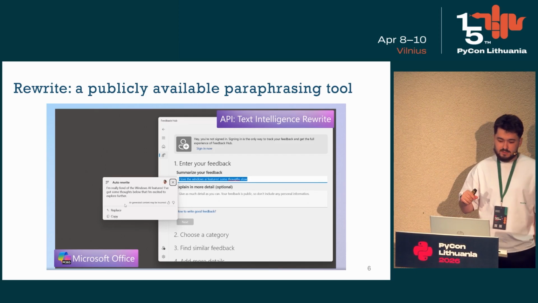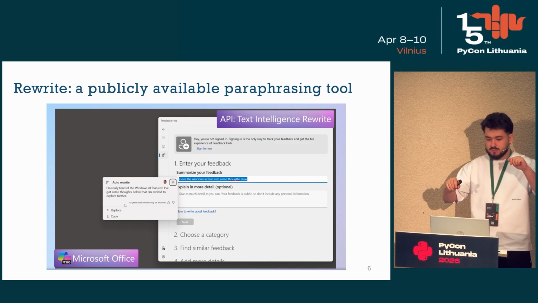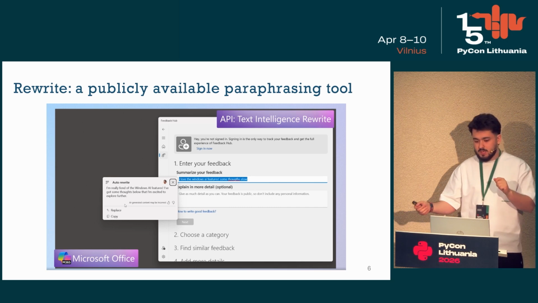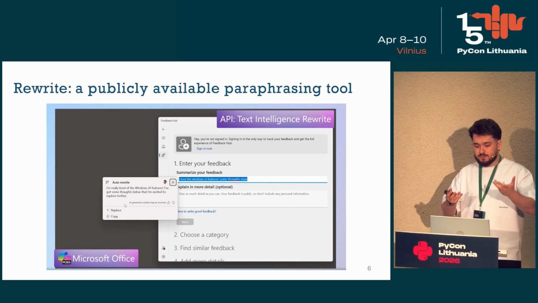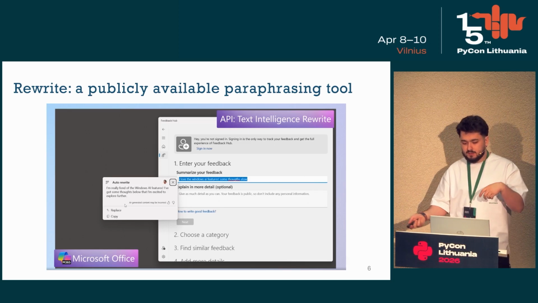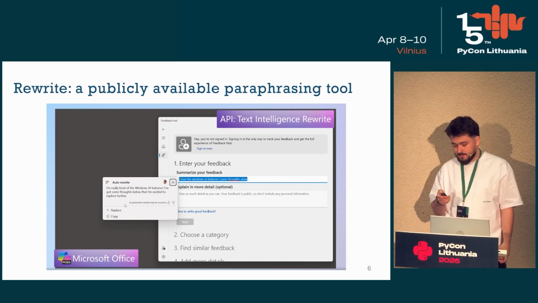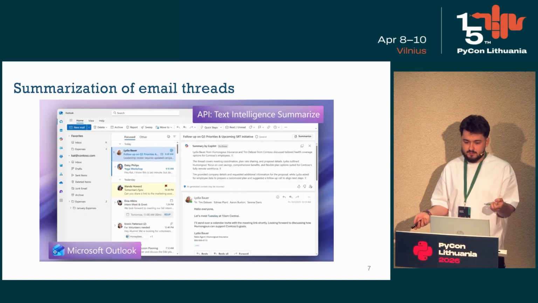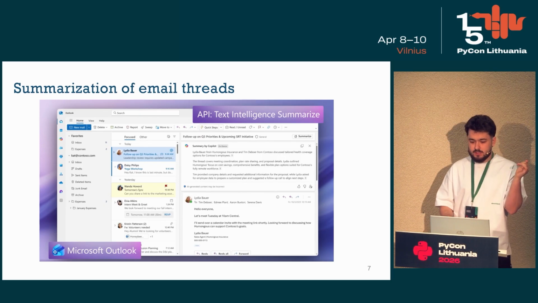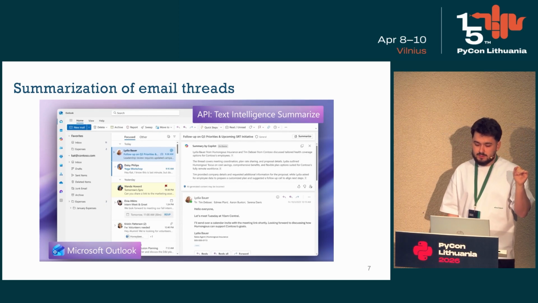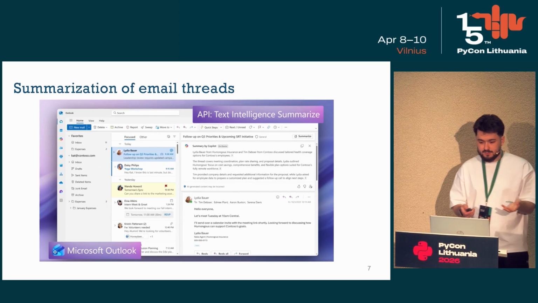Together with Phi Silica, we ship some skills such as Rewrite, a publicly available paraphrasing tool. You select any text on any textual surface, whether it's Notepad or the browser, and you are offered to rewrite the text in some of the flavors or tones, like formal, casual, concise, and so on. Another use case of these on-device language models is the summarization of email threads. In Outlook, the email client, you have a long list of emails in a thread, and we sum it up into several key points by leveraging the capabilities of Phi Silica.